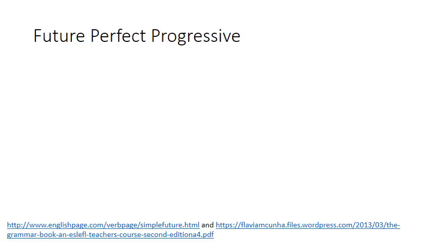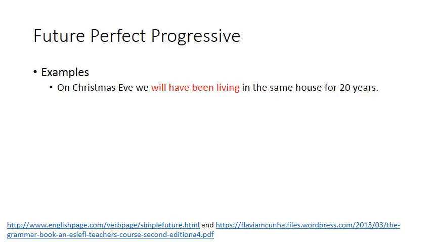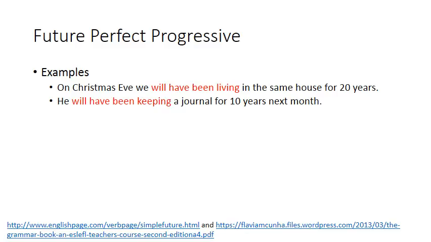Okay, so moving on to our last one here, the future progressive. The examples here are, on Christmas Eve, we will have been living in the same house for 20 years. He will have been keeping a journal for 10 years next month. So the meaning of the future progressive, remember the future generally means prediction, right? A prediction about the future. And it can be a stronger or weaker prediction. The stronger with will, the weaker with be going to.